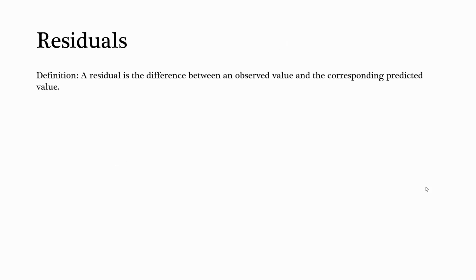Now let's talk about what residuals are. A residual is the difference between an observed value and the corresponding predicted value. So an equation would be that a residual equals the observed minus the predicted. Now, we're thinking about the response variable here, so you could say that a residual equals a y value minus a predicted y value, or y minus y hat.